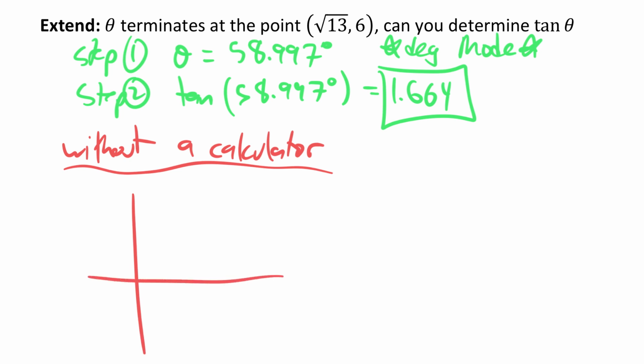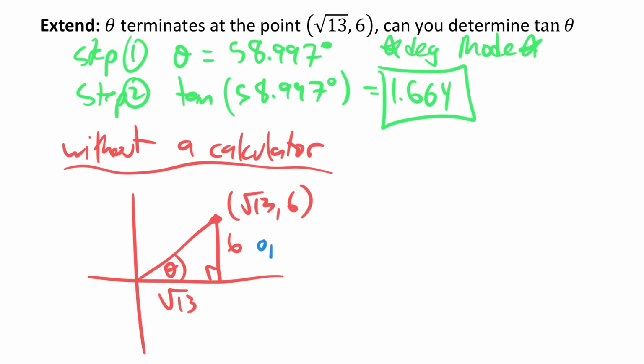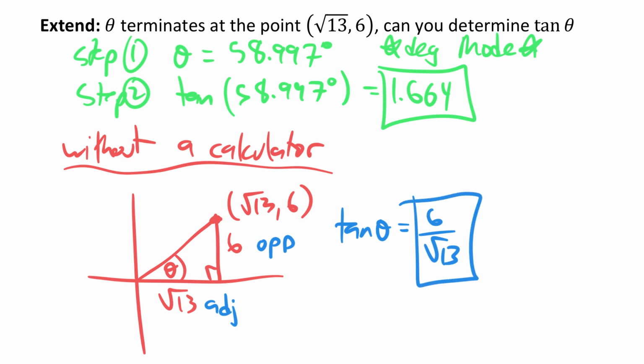Well, we can draw our little diagram again. Here's our point at root 13 and 6. And so that means this side is 6 and this side is root 13. Here's our theta. Well, again, based on our little triangle here, this is opposite. This is adjacent. So tan of theta equals 6 over root 13. And, well, we were asked to find tan of theta, so I think that's our answer. Let's try it on our calculator. Let's get an approximate answer for this.